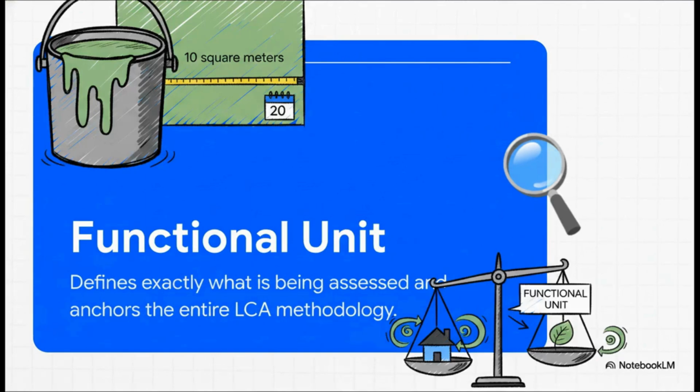To ground all of this iteration, ISO 14044 requires some very strict definitions right out of the gate, starting with the functional unit. This defines exactly what is being assessed. Think about it. You aren't just measuring the impact of paint, you are specifically measuring the amount of paint required to cover 10 square meters of wall for 20 years. Deciding what this functional unit is, that fundamentally anchors the math for the rest of the entire study.